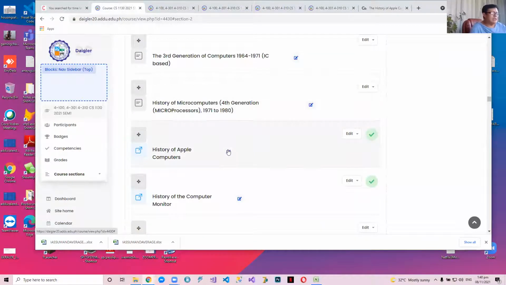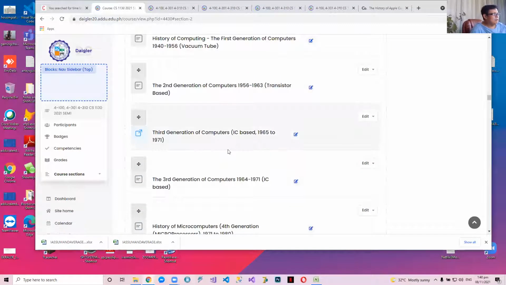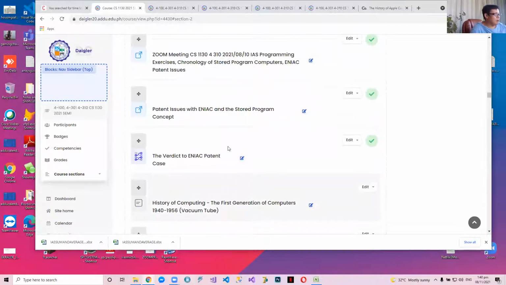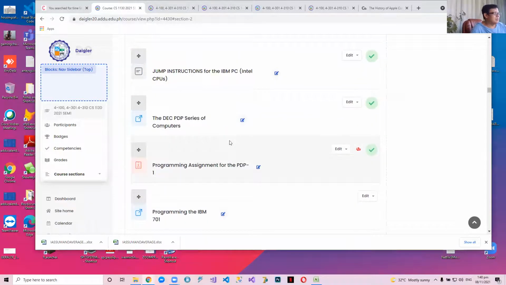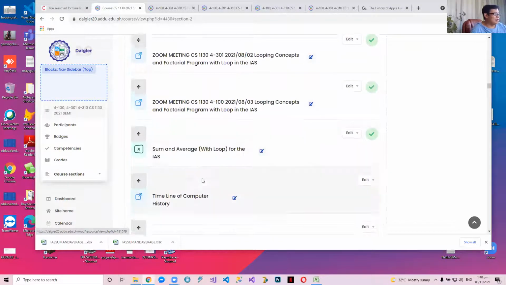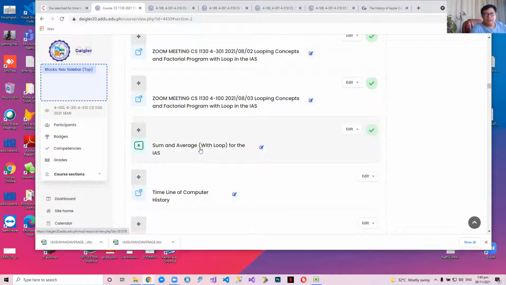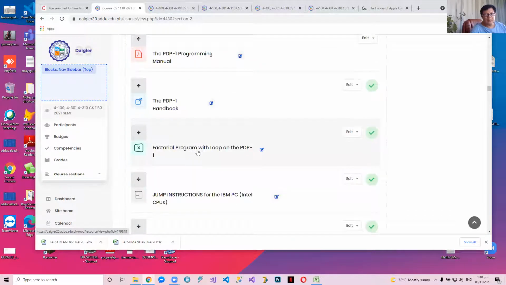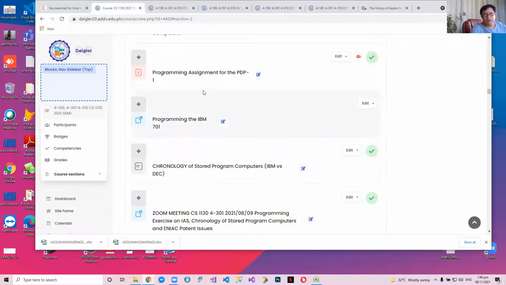Last meeting we discussed many things. We discussed the programming assignment for PDP-1. I've shown you a factorial program with a loop in the PDP-1. You can use this, or you can use another one, which is the sum and average with loop for the IAS. Do you follow? You can convert that program into the PDP-1 language.